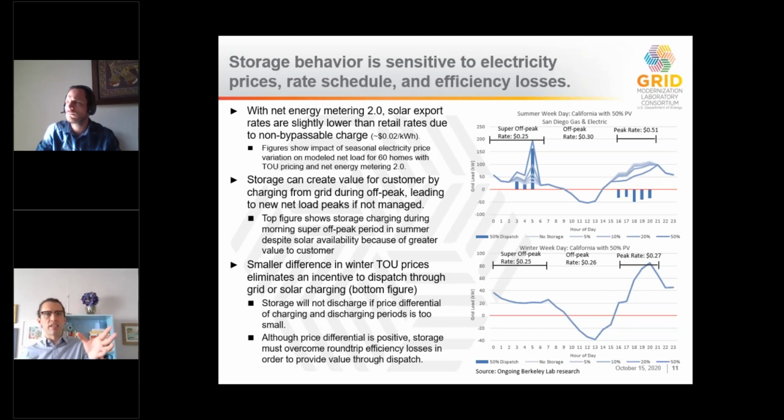So what we've been discussing is how storage behavior is affected by volumetric electricity prices, meaning electricity charged by dollars per kilowatt hour. So let's go to the next slide.